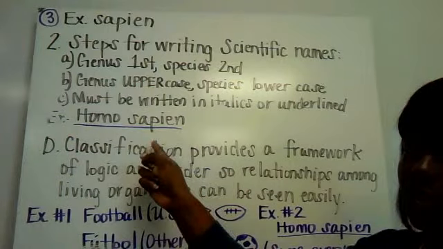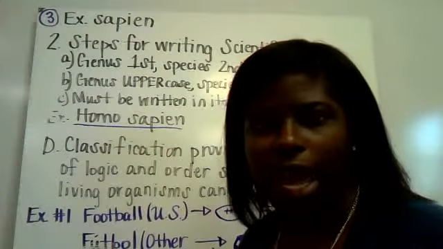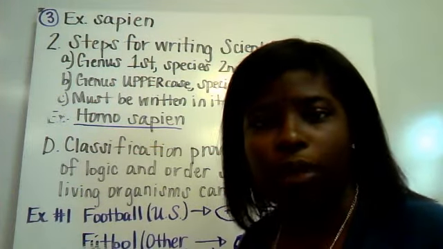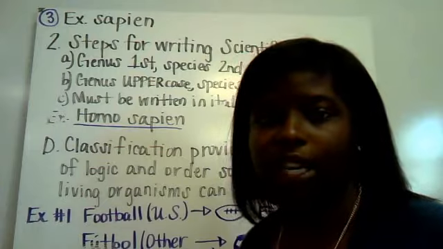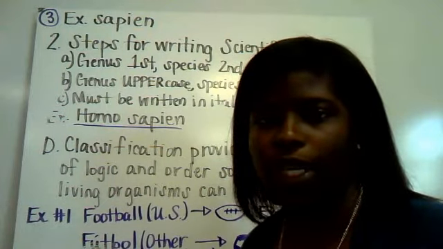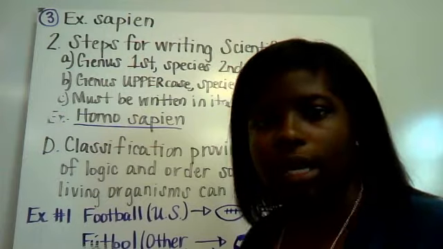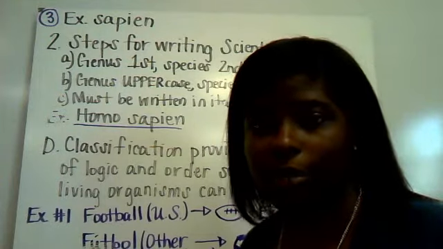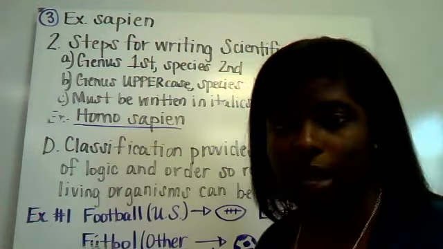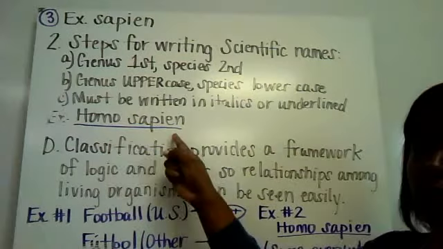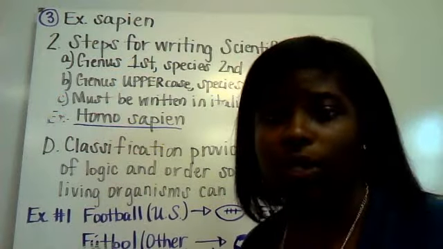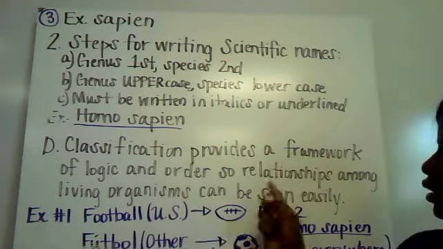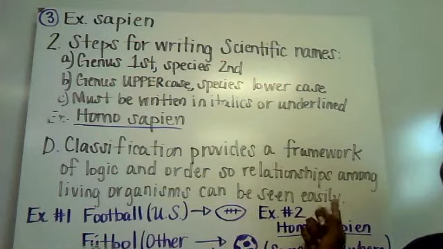So what's the purpose of classification? Well, classification allows scientists to have an orderly method when naming organisms. You know that everyone around the world does not speak the same language, but using classification and more specifically binomial nomenclature, scientists are able to name an organism, study an organism, or just have general conversation about an organism and call it the same thing. And everyone would call it the same thing. So all around the world, everyone calls a Homo sapien the same thing, so everyone knows what a Homo sapien is. So classification provides a framework for logic and order so relationships among living organisms can be seen easily.